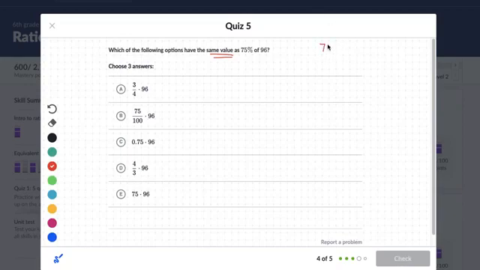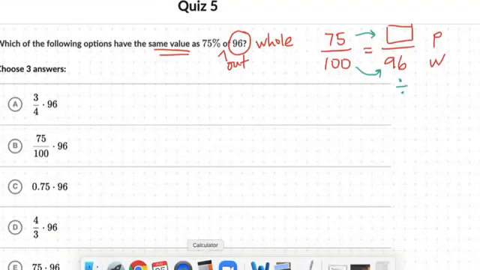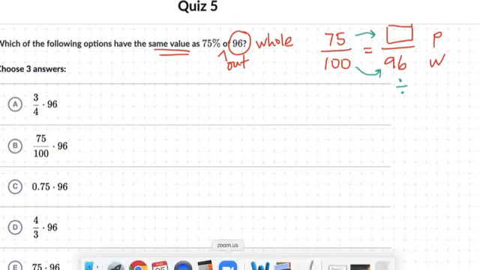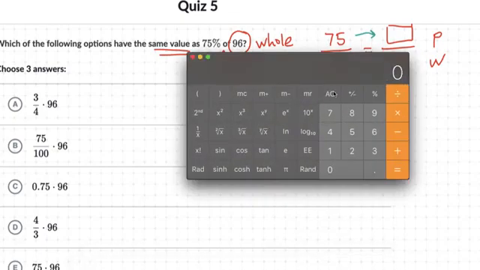75%. So they gave you a percent, 75 out of 100, and it's out of 96. So that means that this is our whole. Wholes go on the bottom and parts go on top. They want to know which has the same value as 75% of 96. That means we don't know that value. So that's our blank. So we're going to take the calculator and we're going to take 100 and divide by 96.